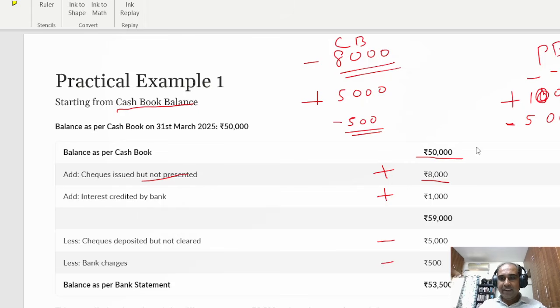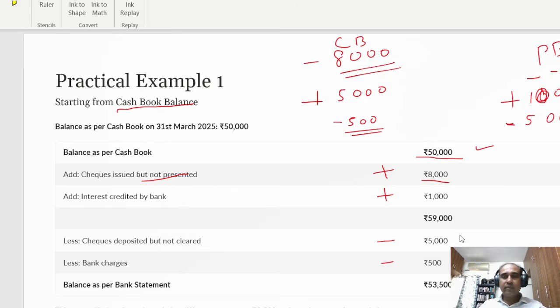So my starting point is 50,000. I am showing a 50,000 balance in my books of accounts. Bank is showing 53,500. Both the things are correct. The balance as per book is correct, and the balance as per bank is also correct. The reason for the difference is that a check issued by us was not encashed, so we have to increase the balance by 8,000 rupees. So this is the reconciliation.